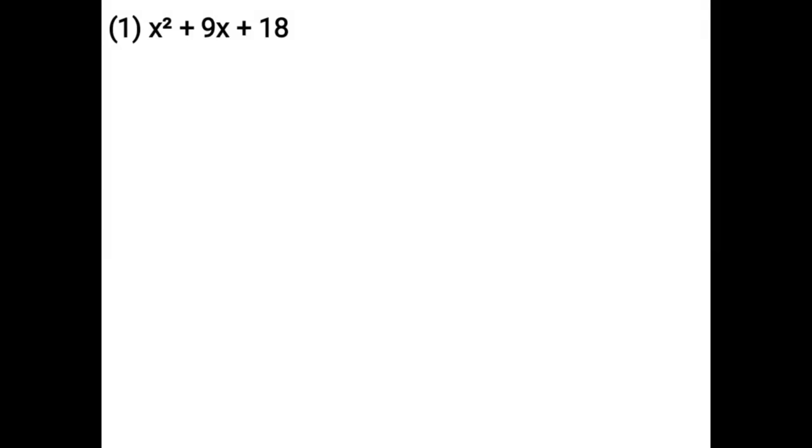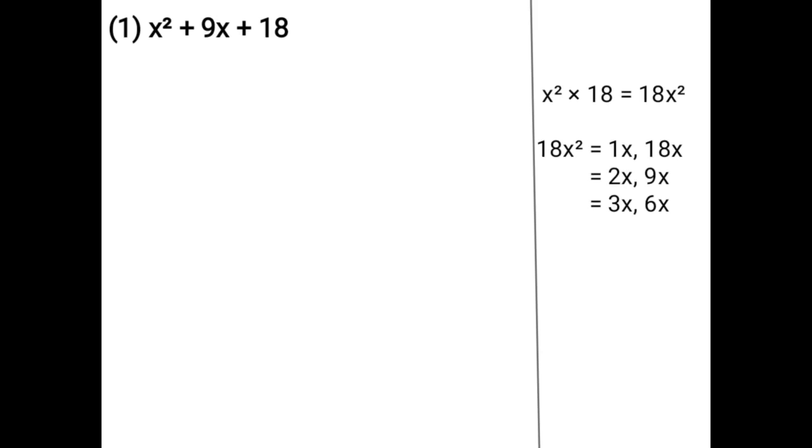Before we begin the sum, first you have to do the working column, and then we start the sum. First you have to multiply the first term and third term, that is x square into 18 is 18x square. After that you have to write all the factors of 18x square. After writing all the factors of 18x square, for the middle term, that is 9x, you have to write the expansion form of the factors of 18x square.